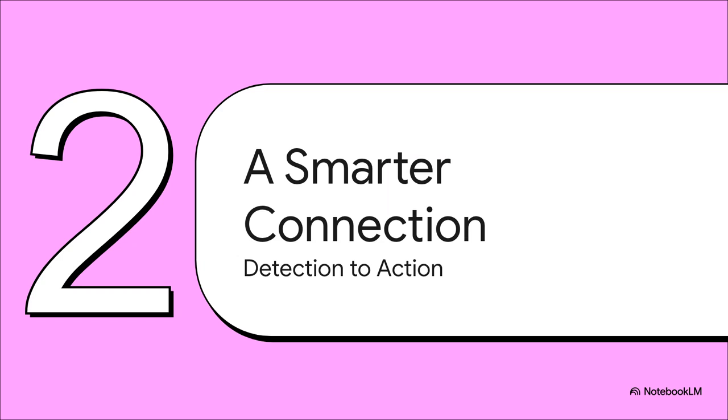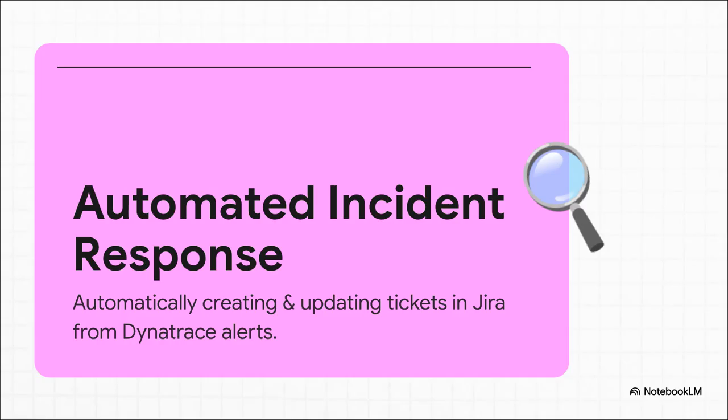So how do we fix this? Well, the answer isn't to work harder, it's to work smarter. The solution is to build a smart, automated bridge that connects problem detection in Dynatrace directly to team action over in Jira. And that bridge has a name, Automated Incident Response.